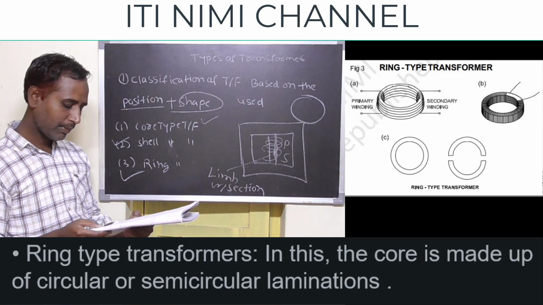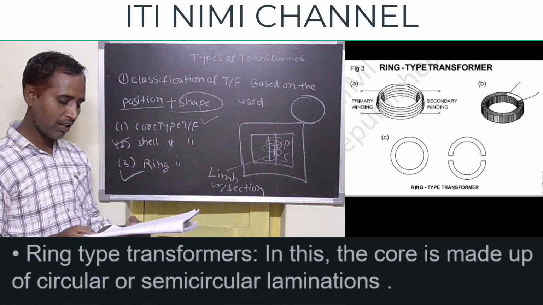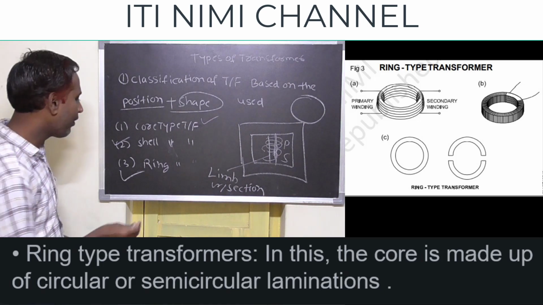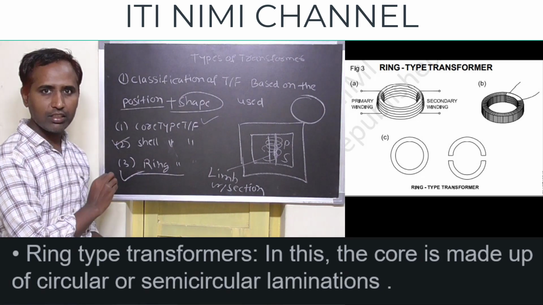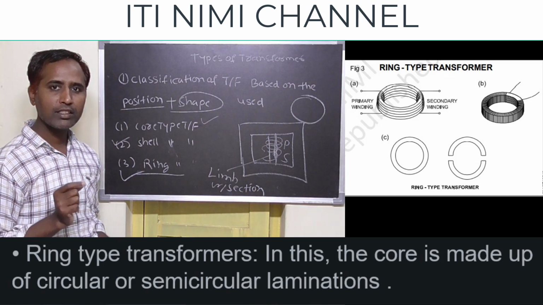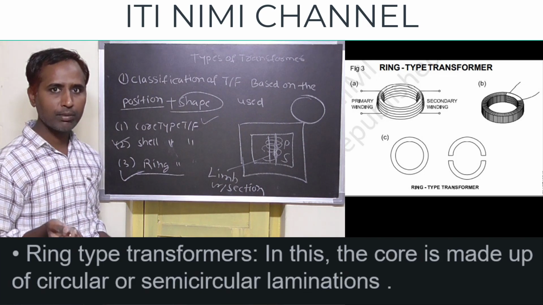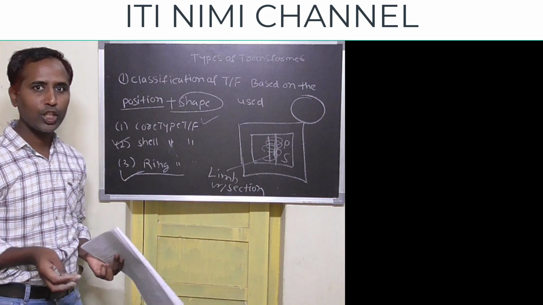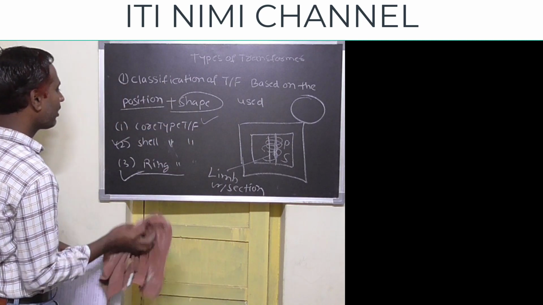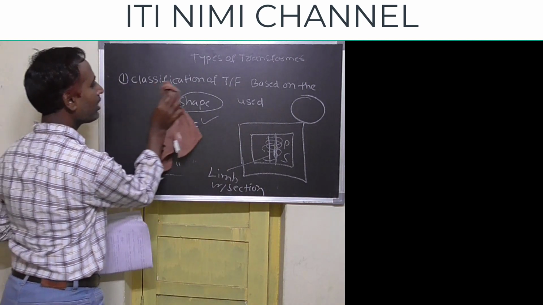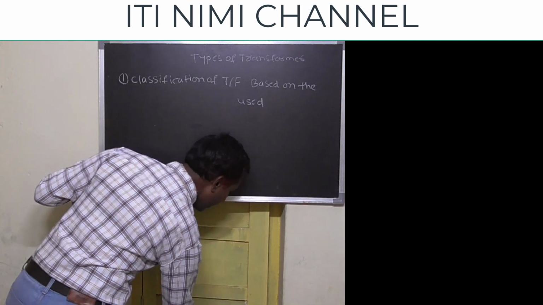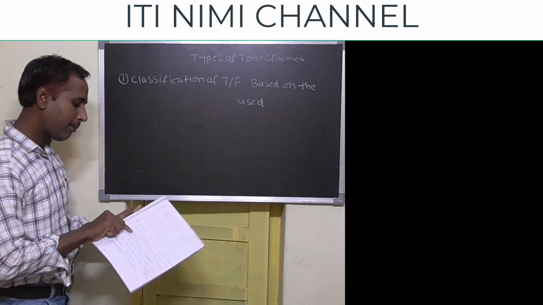Application: ring type transformers are generally used as instrument transformers. In case the question asks where ring type transformers are used, the answer is that ring type transformers are generally used in instrument transformers like current transformer and potential transformer. Okay friends, this is completed. We divided the transformer based on the position and shape of the core.